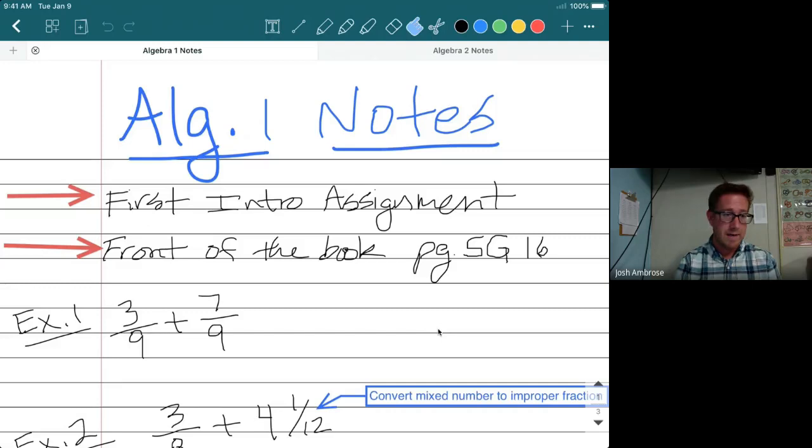So you'll see that this is coming from the front of the book page. And I know that is definitely a terrible S, but that is SG 16. All right, that is the page in the front of the book. So this is before chapter 1 starts. Again, SG 16. Okay, let's jump into it here.